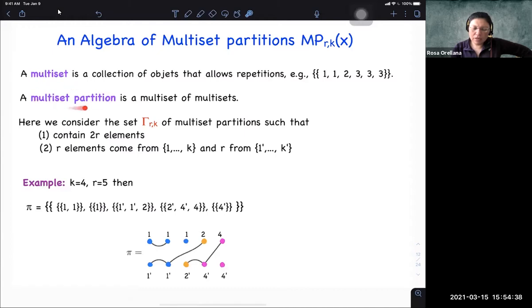The multiset partitions that we will be interested in, I'm going to use the notation gamma r sub k, where r is the degree of the polynomials, and I will have a variable k here that will be the indexing for this algebra. These multiset partitions will contain 2R elements in total. R of them will come from a set 1 through k, and another R are going to come from a set 1 prime to k prime, in the same way as before.